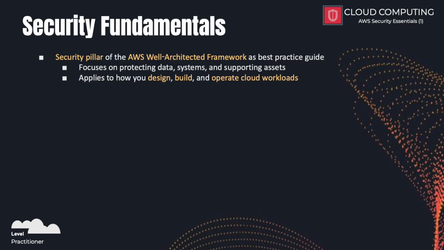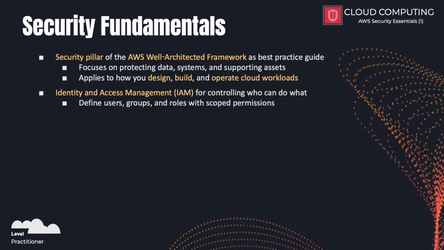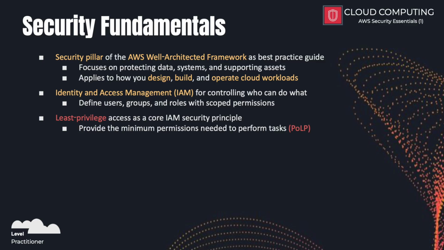Now let's walk through a few core security areas you should be familiar with. The first one is Identity and Access Management, or IAM. IAM controls who can do what in your AWS environment. You define users, groups, and roles, and assign permissions to them. The most important principle here is least privilege. If you remember the POLP, or principle of least privilege, you should be familiar with the idea of only granting the minimal access needed to perform a task.